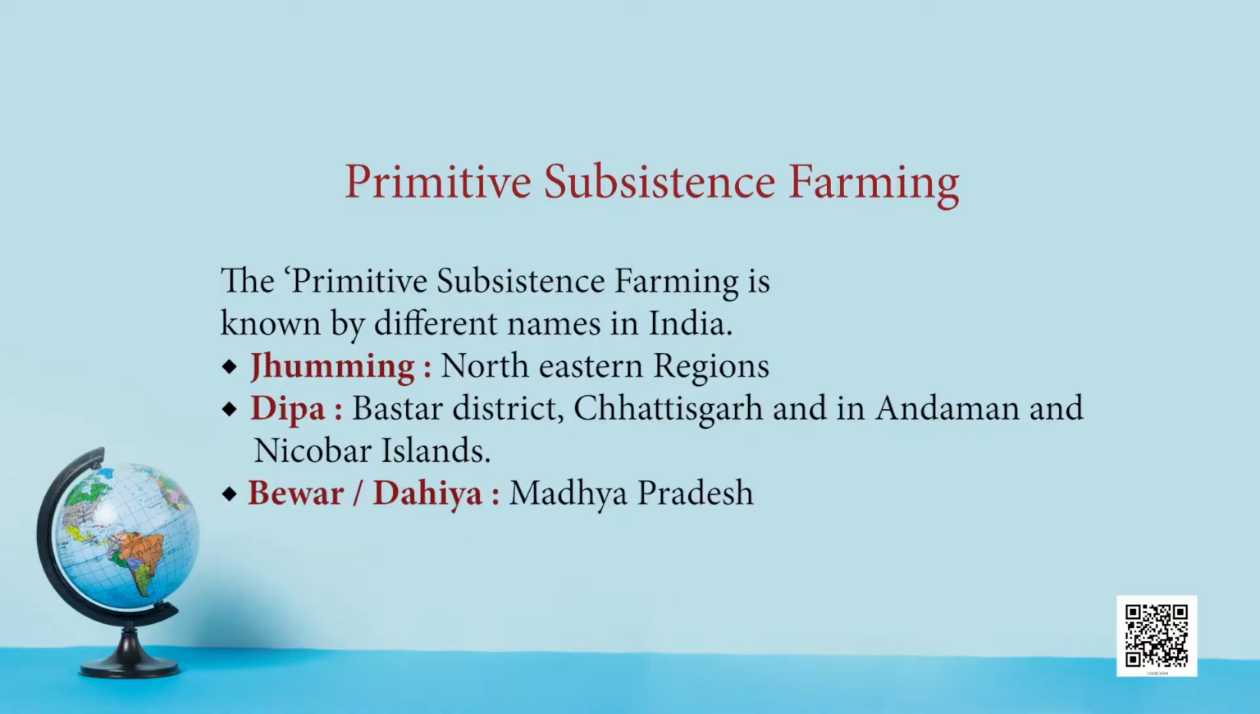The primitive subsistence farming is known by different names in India. Let us learn about the names. It is known as jhumming in northeastern regions. My friends, all those of you who are living in northeastern parts of the country, Nagaland, Mizoram, Meghalaya, are also familiar with the term jhumming. It is known as dipa in Bastar district of Chhattisgarh and in the Andaman and Nicobar Islands. While in Madhya Pradesh, people know it as bewar or dahiya.